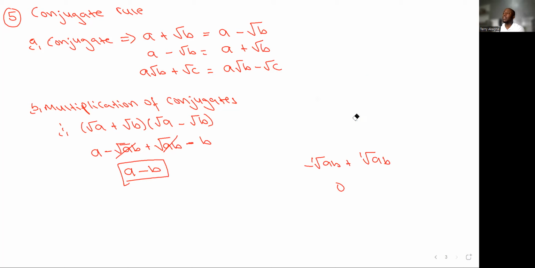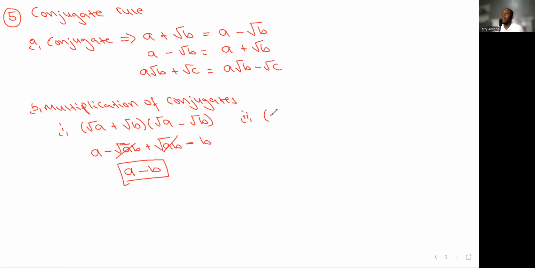So when you multiply conjugates together, your answer can't have a square root sign. That's one of the tips I want you to keep in mind: when you're multiplying conjugates together, they can never ever have a root sign.